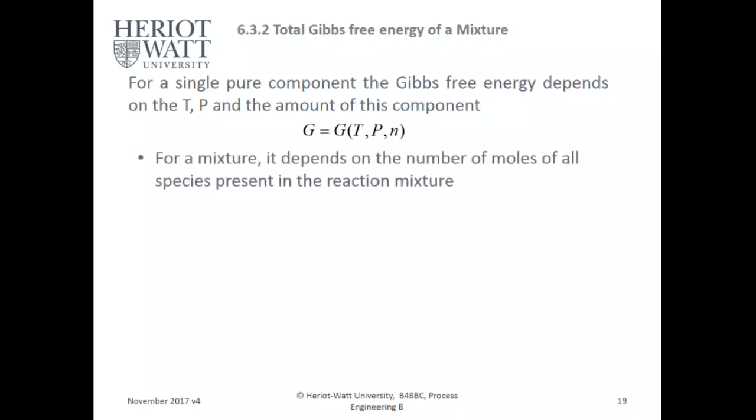So for a single pure component, the Gibbs free energy depends on the temperature, pressure, and the amount of its components. So G equals G with respect to temperature, pressure, and the number of components, or the amount of the components. For a mixture, it depends on the number of moles of all species present in the reaction mixture. So G equals G with respect to temperature, pressure, N1, N2 to Ni, so the number of species, and also temperature and pressure.